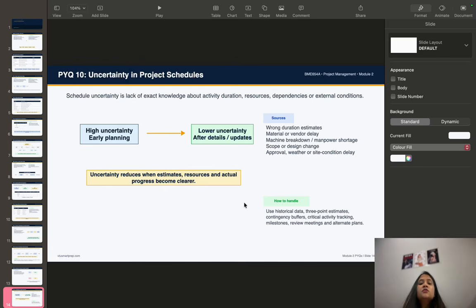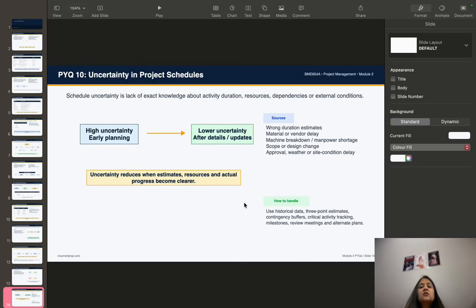So here the common sources of uncertainty are wrong duration estimates, material delay, vendor delay, machine breakdown, manpower shortage, scope change, design change. Okay, they can change the design of the project, and then sometimes approvals get delayed, weather problems and site condition delays. Okay, such things happen, right?